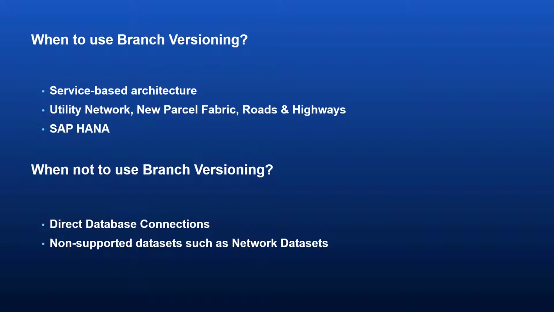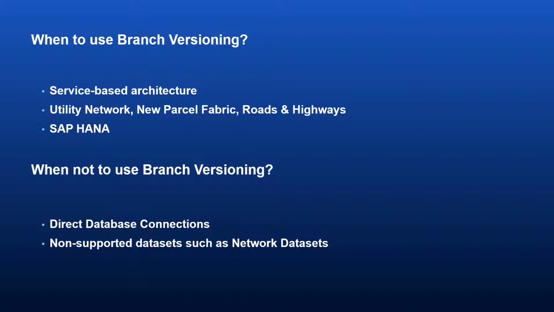For example, if you want to leverage versioning in the services environment, plan on using the utility network or the new parcel fabric, or want to use versioning with SAP HANA, you will need to use branch versioning as your registration type, as these data models and database platform only support branch versioning. If you do not plan on using feature services, or if you plan on editing other datasets which do not support branch versioning, such as network datasets, you will need to use traditional versioning.